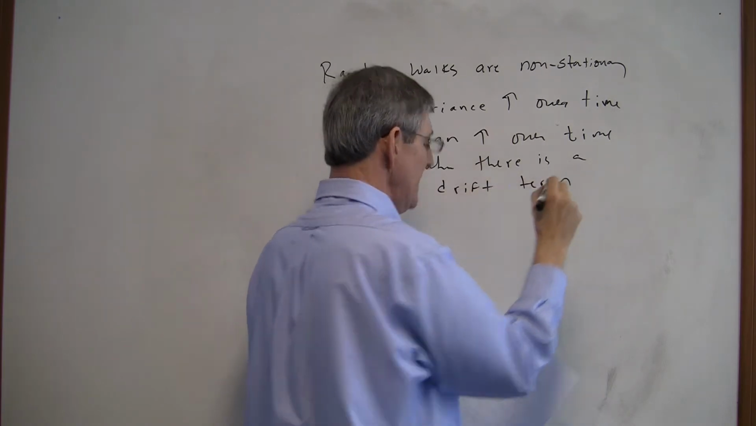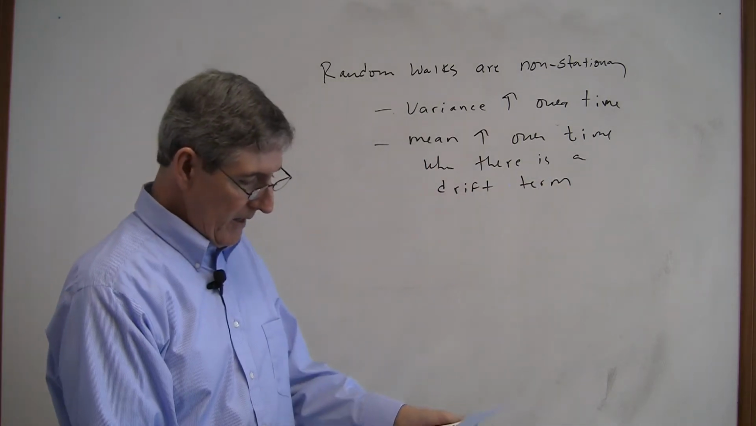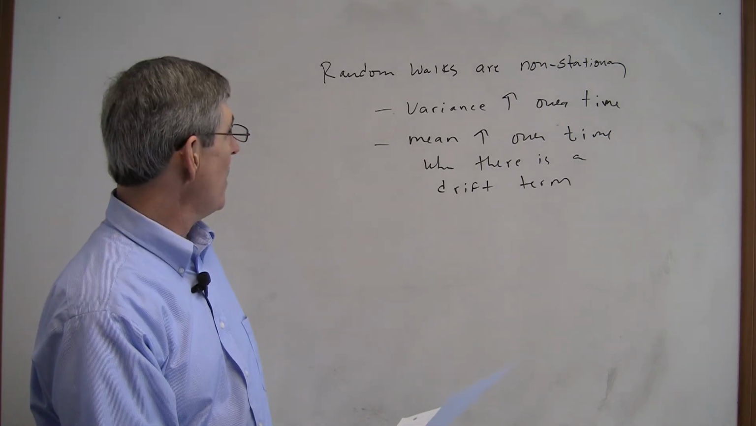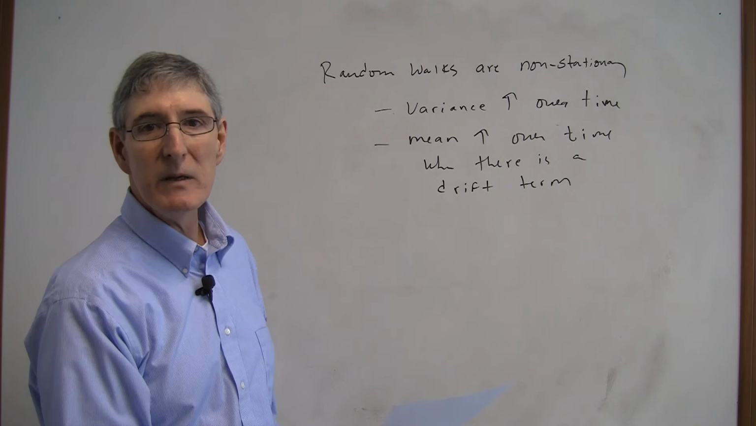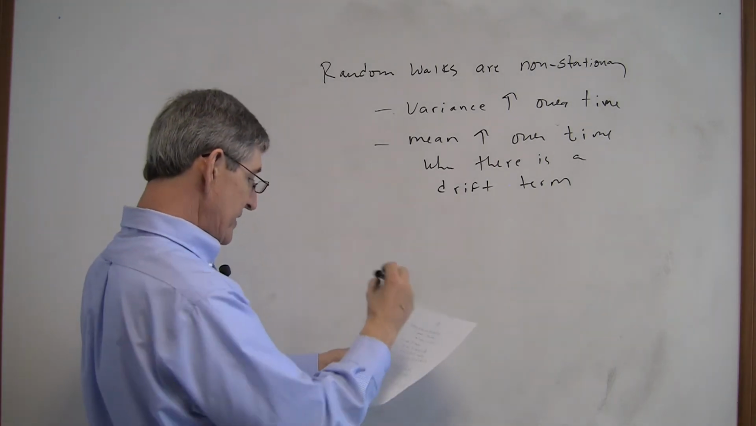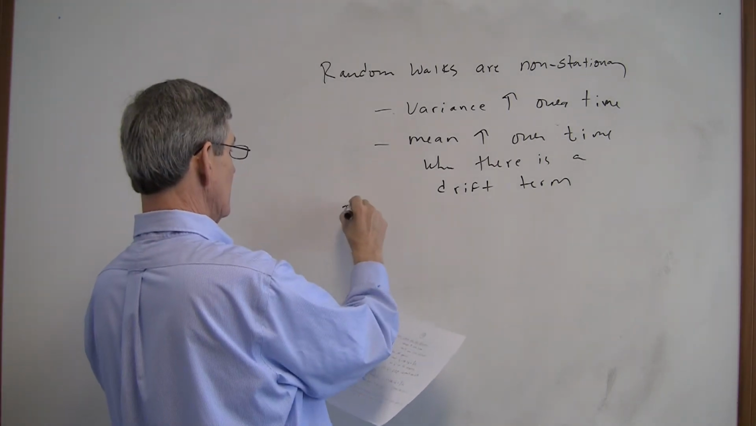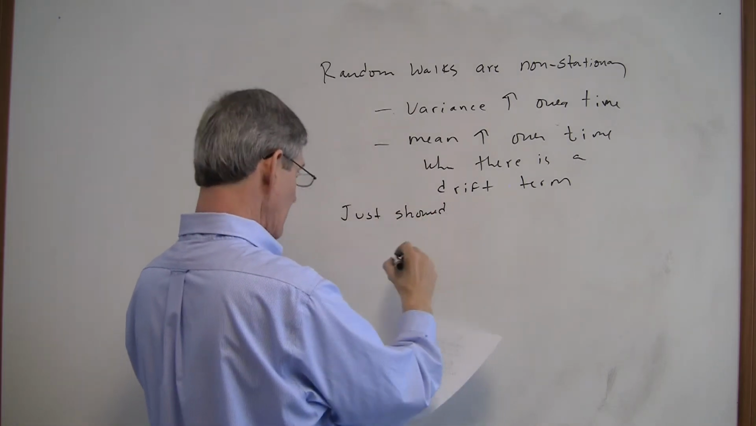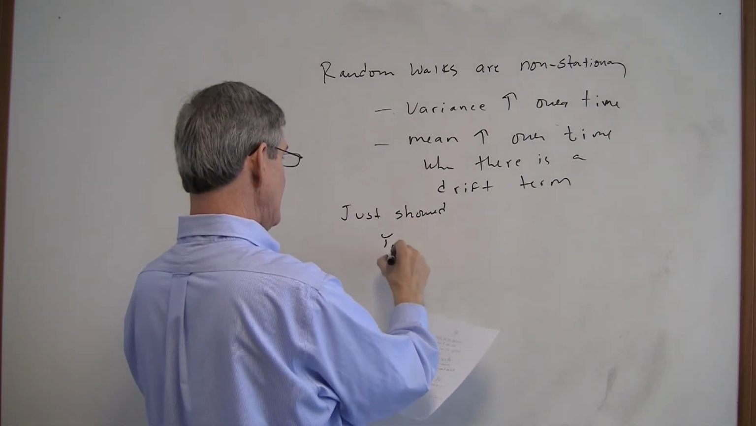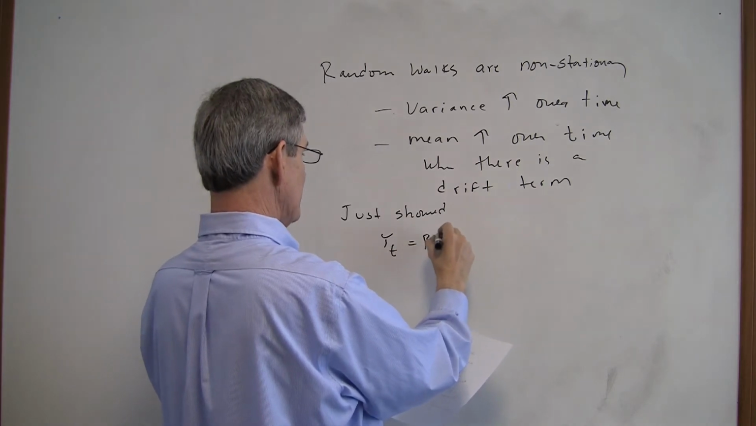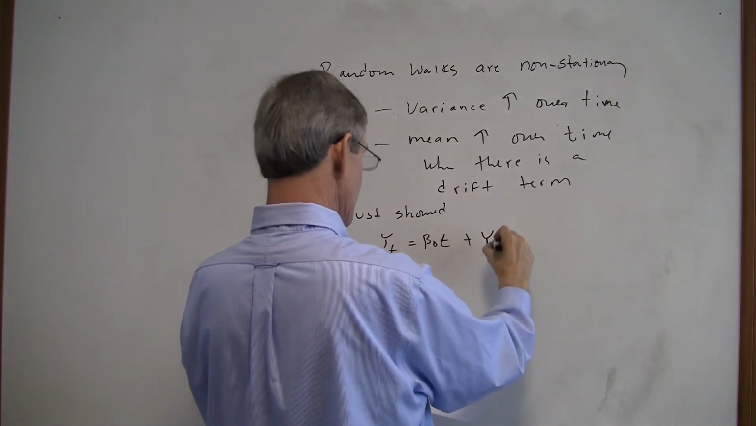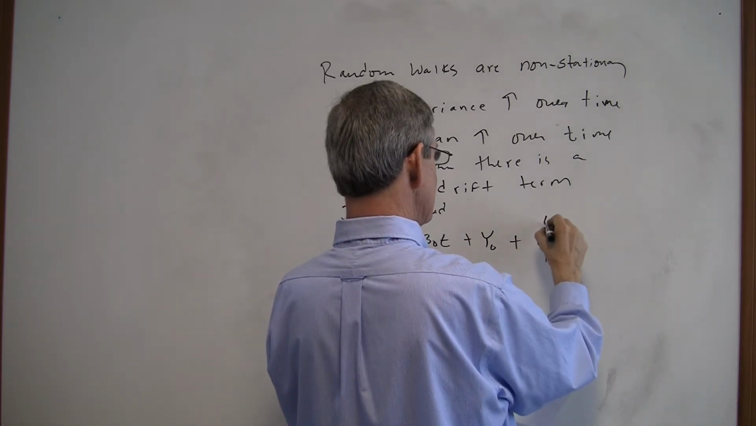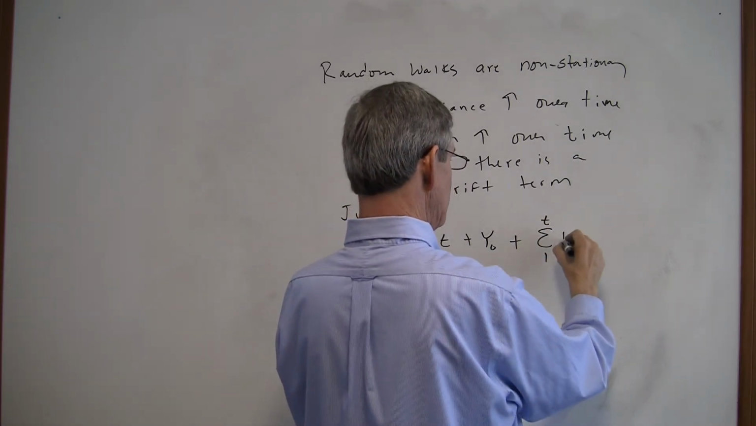So neither the mean nor the variance are constant like we need for stationarity. In fact, we just showed that yt is beta 0 t plus y0 plus the sum from 1 to t of the uj.